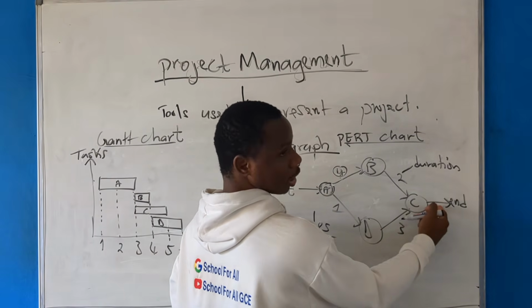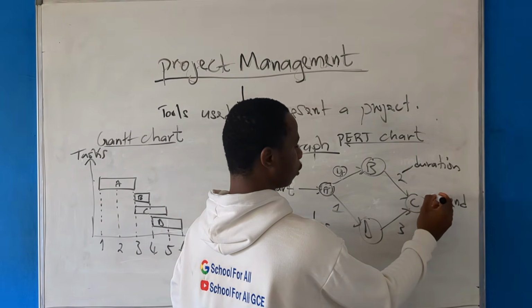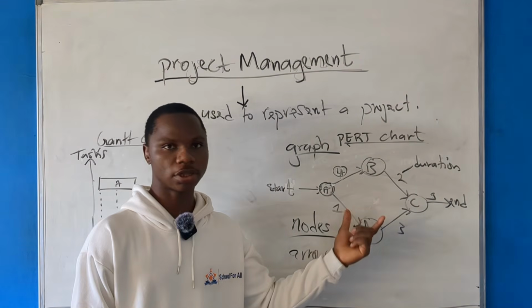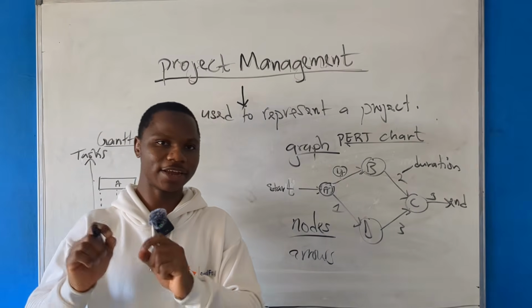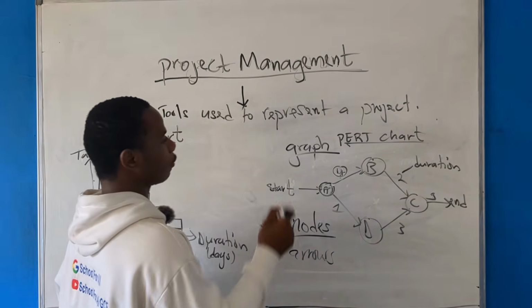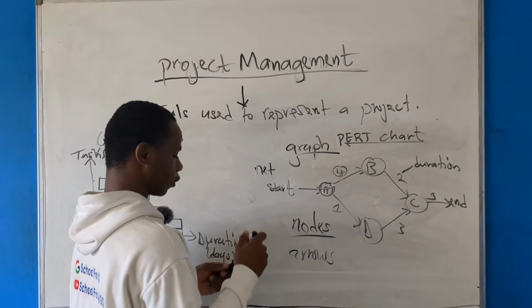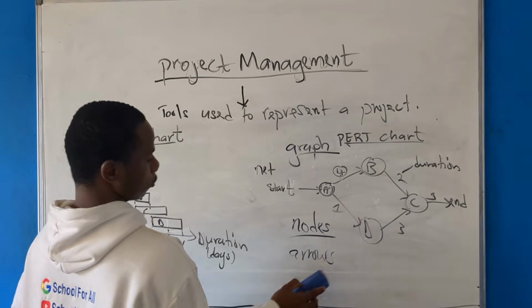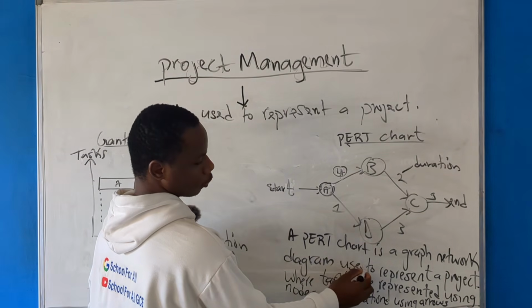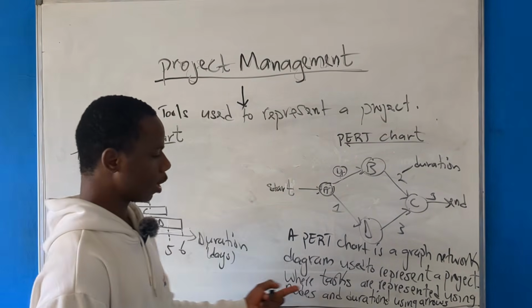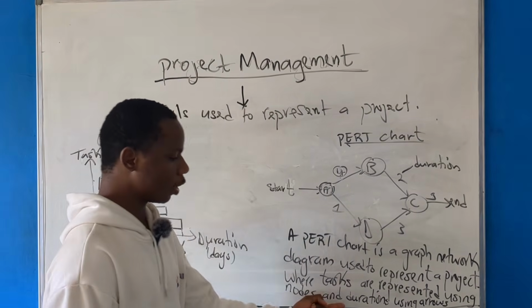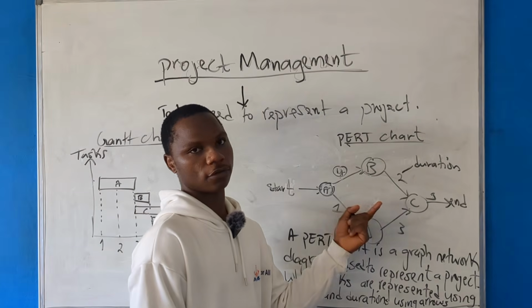C, I've not indicated the time for C. So C, let me just say, I don't know, 3 days. Take note of that. So this is how we represent a project with a PERT chart. The definition here is very easy and very clear. So I will repeat it for the last time. A PERT chart is a graph network diagram used to represent a project where tasks are represented using nodes. This is the circle here that represents the nodes, and duration using arrows. Take note of that. Very easy.